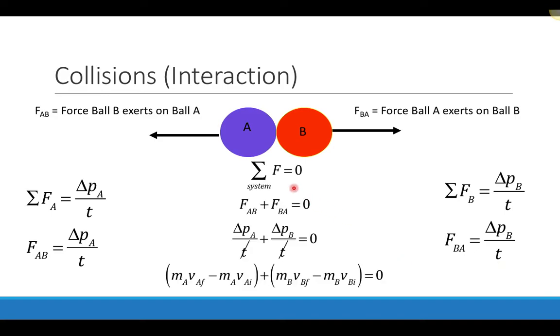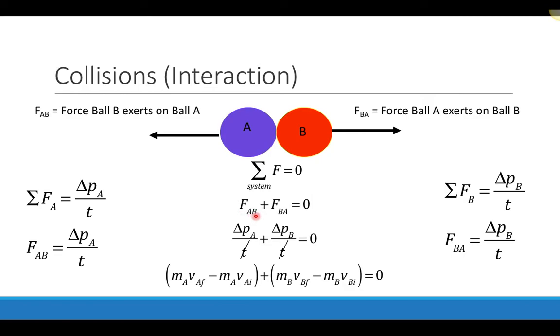So what we know is that the net force on the system is 0, because the force that ball B exerts on A plus the force that ball A exerts on B, sorry, I switched those, has to equal 0. These forces are equal to one another and oppositely directed. So if I take into account the fact that this force of B on A would be negative, the force of A on B would be positive, these two forces are going to cancel each other out.